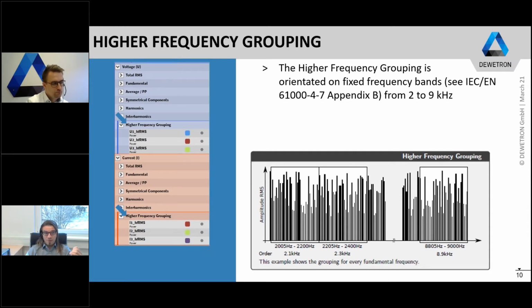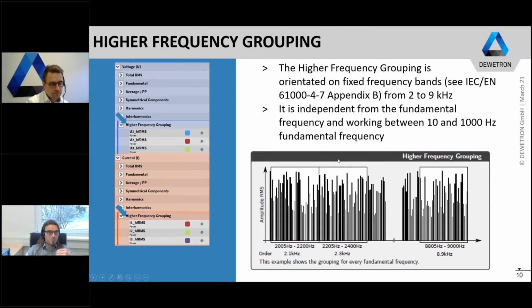So the first frequency bin will contain the information from 2 kilohertz to 2.2 kilohertz. The second one, the information from 2.2 kilohertz to 2.4 kilohertz, and so on, up to 9 kilohertz, whereas the last higher frequency bin contains the information from 8.8 kilohertz to 9 kilohertz. And this is done for every single voltage signal of each phase and for every current signal of each phase. And the information is stored into these channels here, which you can find in the channel list.